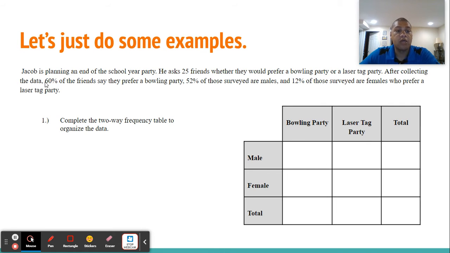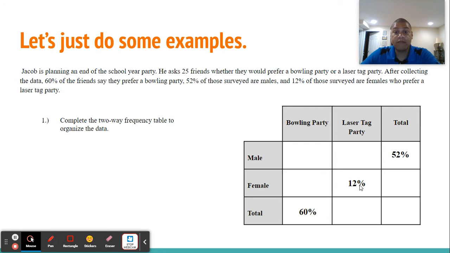So let's fill in what we know. 60% of the friends prefer bowling party. So that 60% bowling party, that's total people that want to do bowling party. So that's 60% goes here. They say 52% were males. So of the males, the total number of males was 52% of the people surveyed. And 12% of those surveyed were females who prefer laser tag party. Female, laser tag party, that's this part of the chart. So all the bowlers, all the males, and just the females who want to play laser tag.